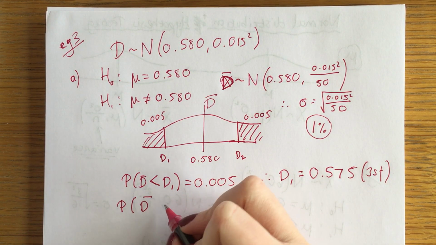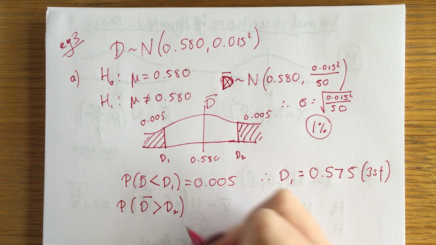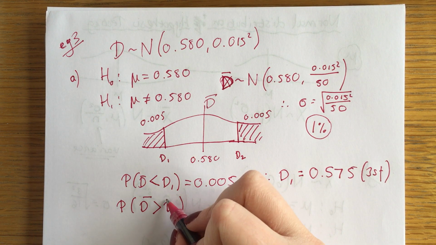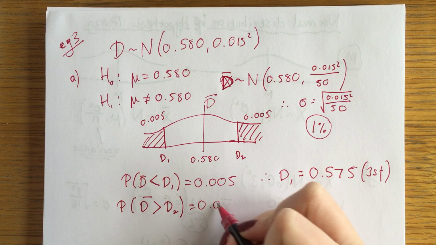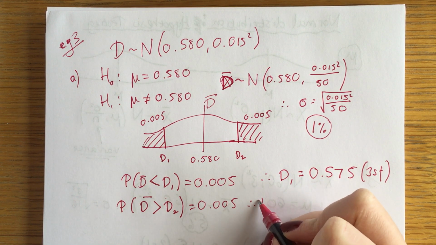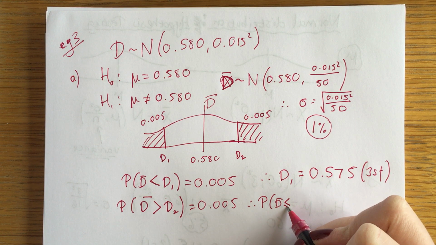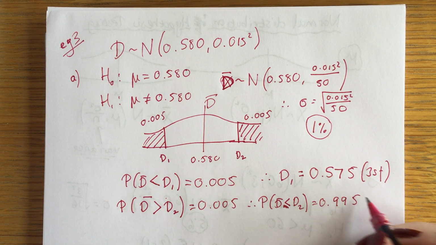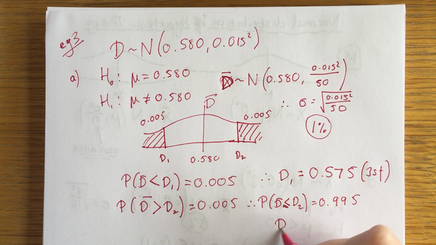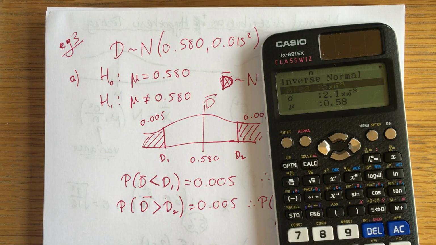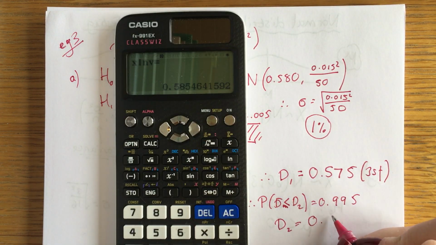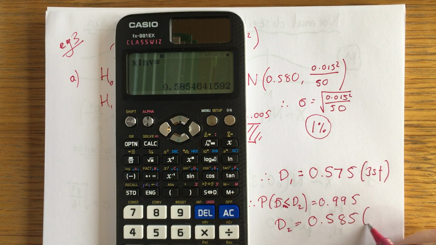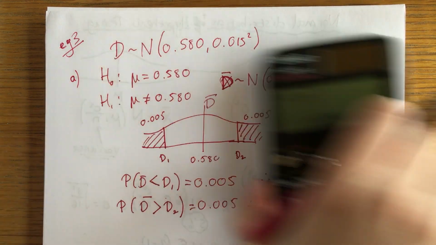I also now need the probability that the mean is greater than D1 is 0.005, which on my calculator would mean the probability of getting less than that value is 0.995. So I'm going to put this in my calculator to find my upper bound critical region. So my area is 0.995, everything else is the same. So that is 0.585 centimetres to 3 significant figures.